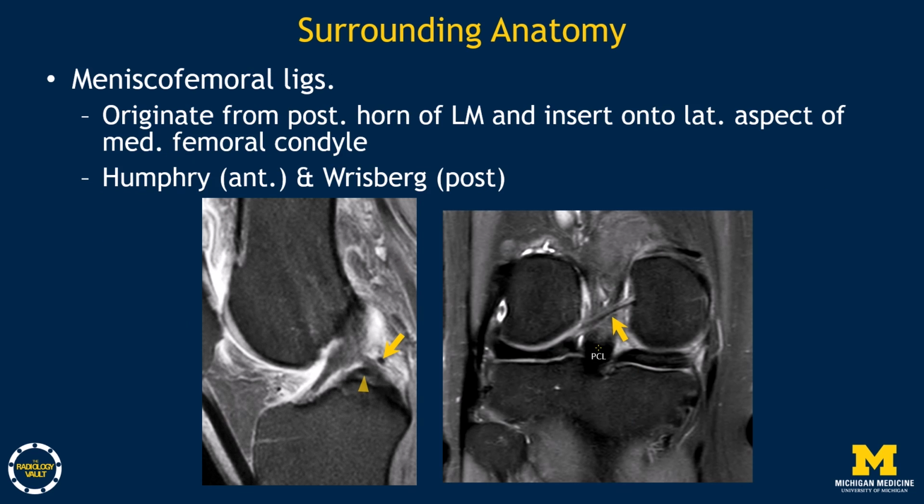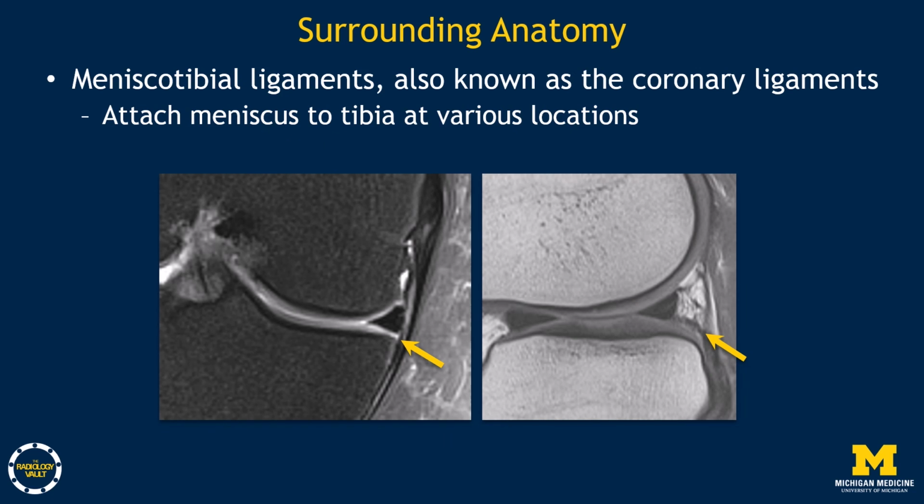Meniscofemoral ligaments originate from the posterior horn of the lateral meniscus and insert onto the lateral aspect of the medial femoral condyle. They help control the mobility of the posterior horn during knee flexion and extension. The commonly recognized meniscofemoral ligaments are the Humphrey and Wrisberg ligaments, which travel anterior and posterior to the PCL respectively. Meniscotibial ligaments, also known as coronary ligaments, attach the meniscus to the tibia at various locations, as seen on these coronal and sagittal examples.